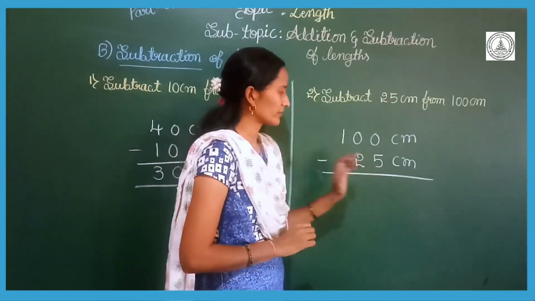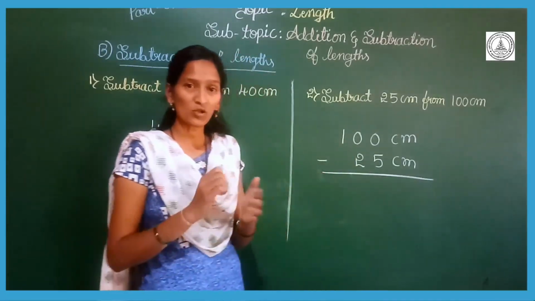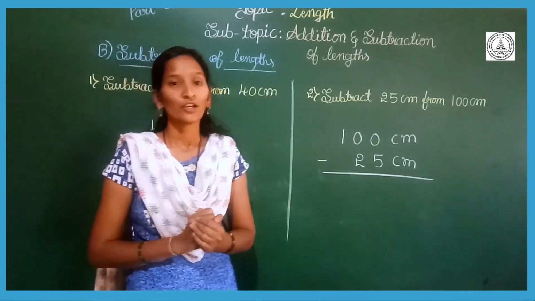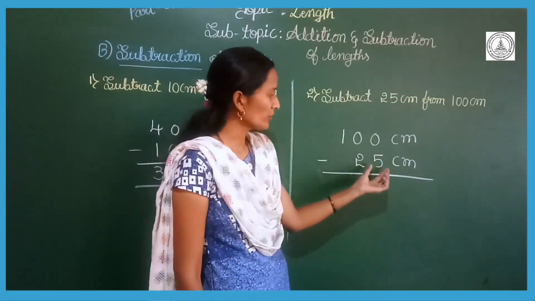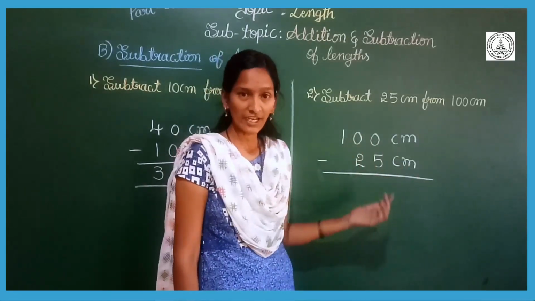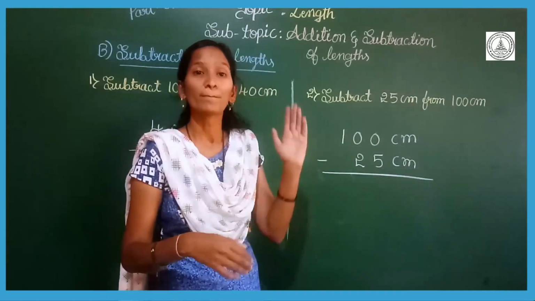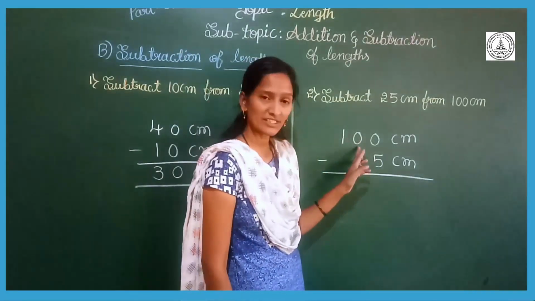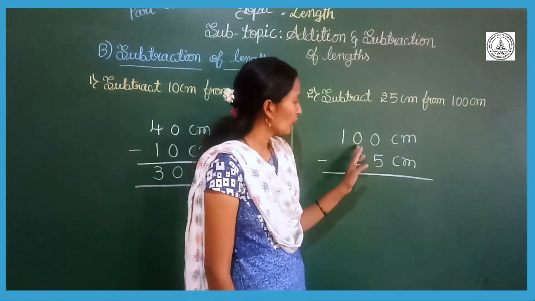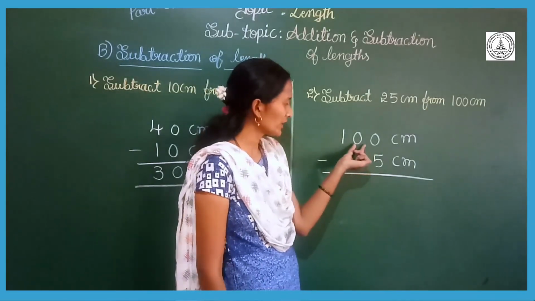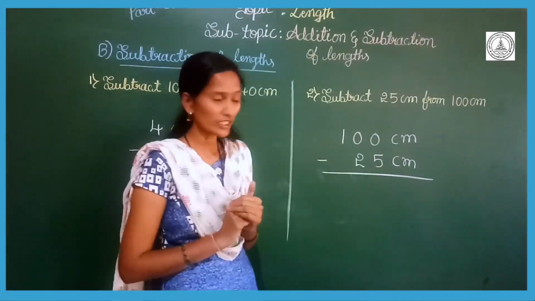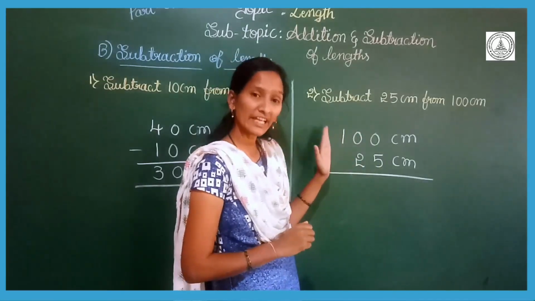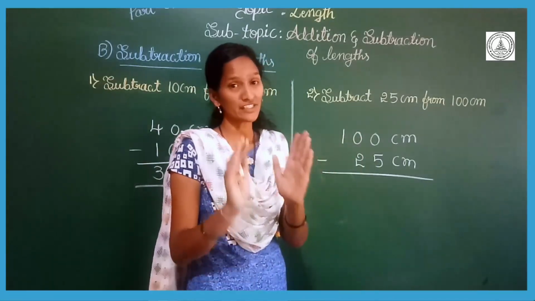Right? Yes. So first come to the ones column. 0 minus 5. 0 minus 5. Is it possible to subtract? No. You cannot subtract 5 from 0. Right? So you have to take a borrow from the tens row. Right? See here is a tens place. So in that how many tens are there? Here only 0 tens.